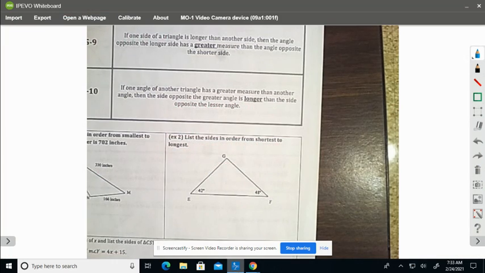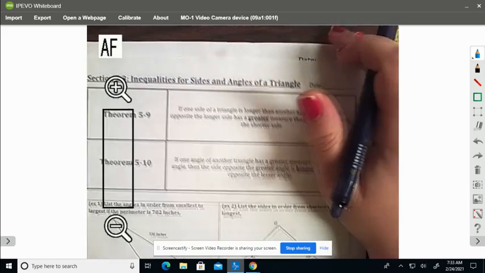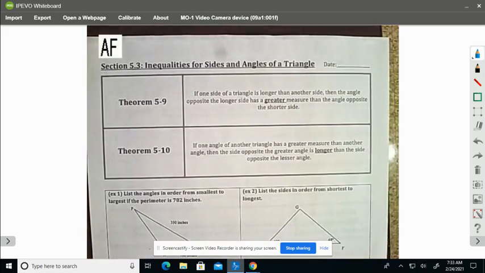Good morning. Today we are going to talk about section 5.3, which is inequalities for sides and angles of a triangle. So there's two theorems that are important here.